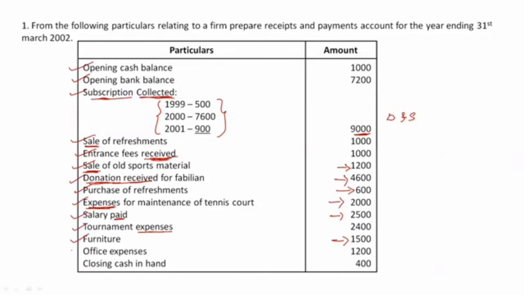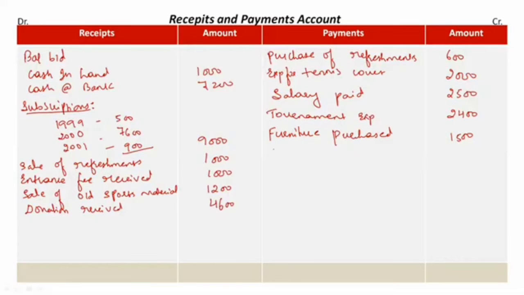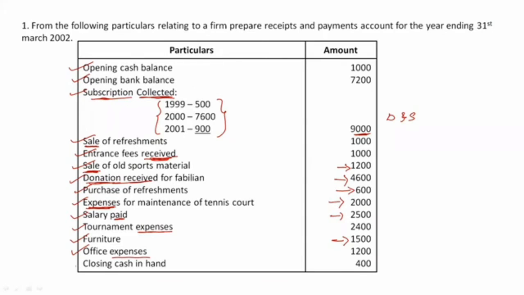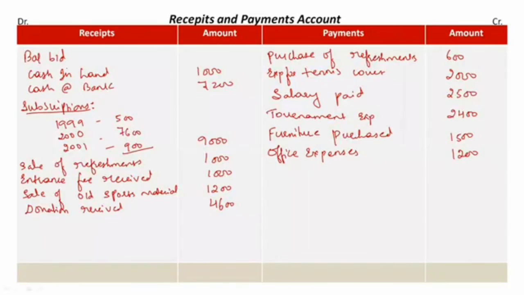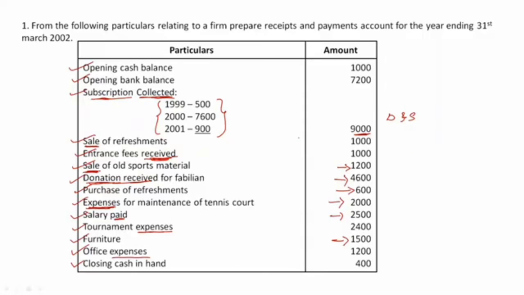We have office expenses. Expenses are again my payments, rupees 1200. So take it as it is. Office expenses, rupees 1200. Then back to the question. At last they have given closing cash in hand, rupees 400. See, the opening balances of cash in hand and cash at bank, I have taken on the debit side, right? So the closing balance, I'll take on the opposite side. Cash in hand closing balance is given, so cash in hand, rupees 400.